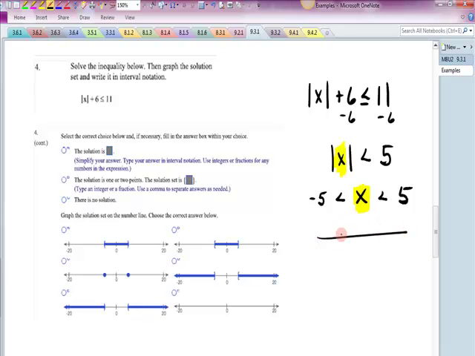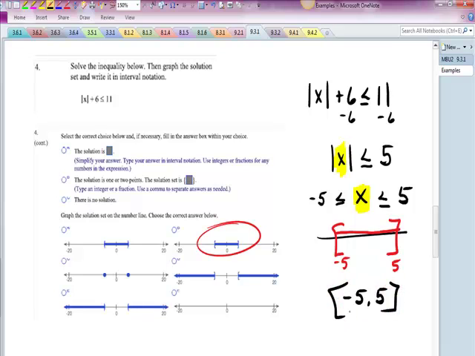So on the number line, and I'm so sorry, I lost my equal, I'm going to have between negative 5 and 5, it is everything between there. So that looks like this one. As an interval, it is negative 5 to 5 with brackets. So that would go here, [-5, 5].